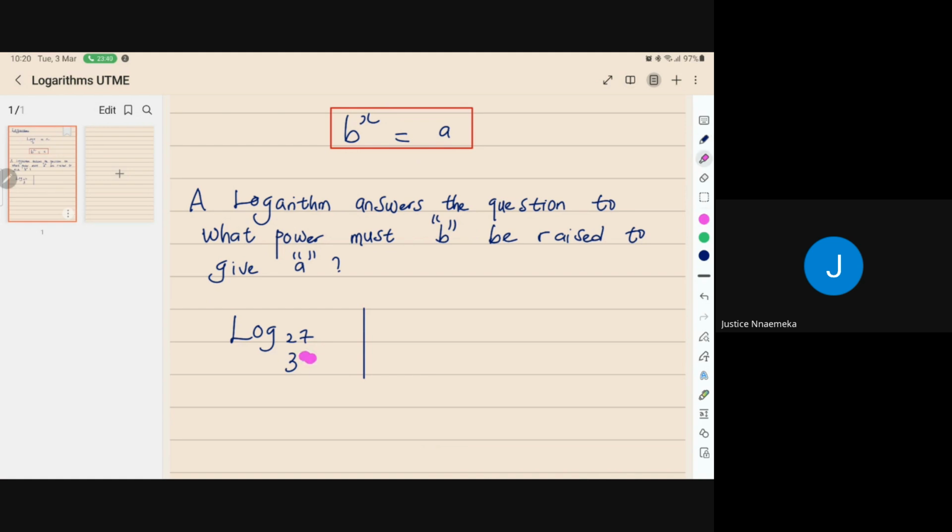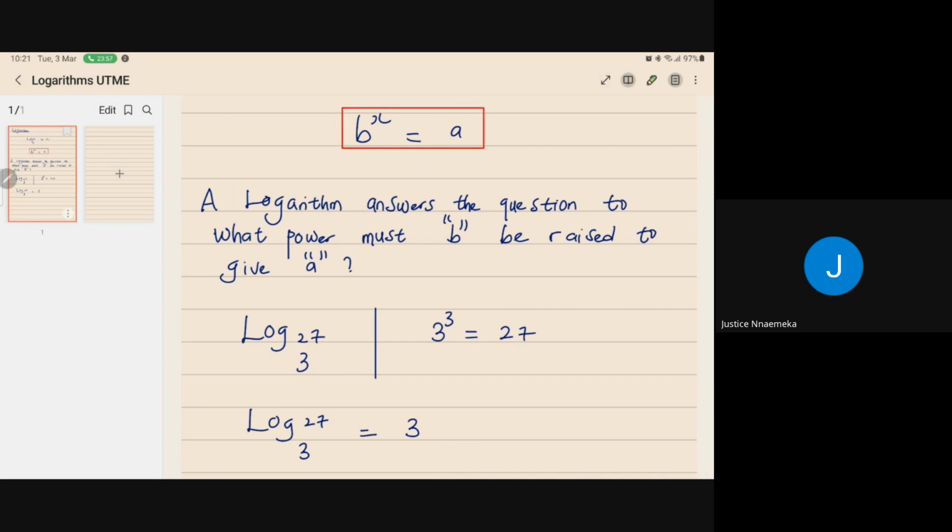What power will 3 be raised to so that I'm going to get 27? We know that 3 raised to power 3 is equal to what? 27. So it simply means that log base 3 of 27 is equal to 3. So these are key things that we need to know and we need to remember.